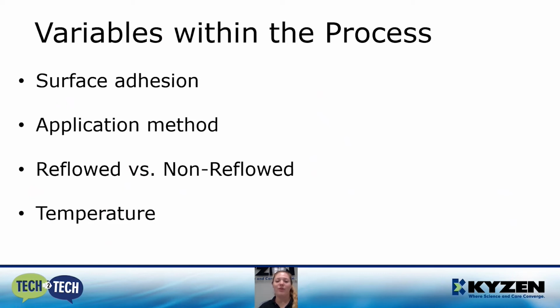And then reflowed versus non-reflowed. If something in a process changes and you have to move a label application before the reflow, and you're not sure how that's going to affect it, it's always good to test beforehand. And then temperature. Some of the labels are designed to stay in a certain bandwidth when it comes to temperature. Making sure you know what those boundaries are is very critical as well.